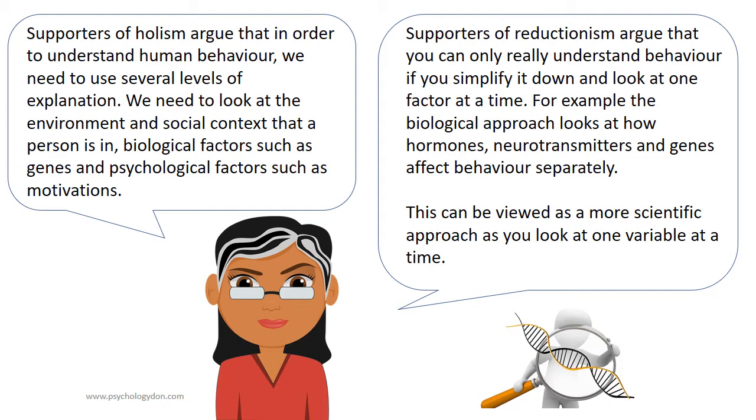Supporters of reductionism argue that you can only really understand behaviour if you simplify it down and look at one factor at a time. For example, the biological approach looks at how hormones, neurotransmitters and genes affect behaviour separately. This can be viewed as a more scientific approach, as you look at one variable at a time.